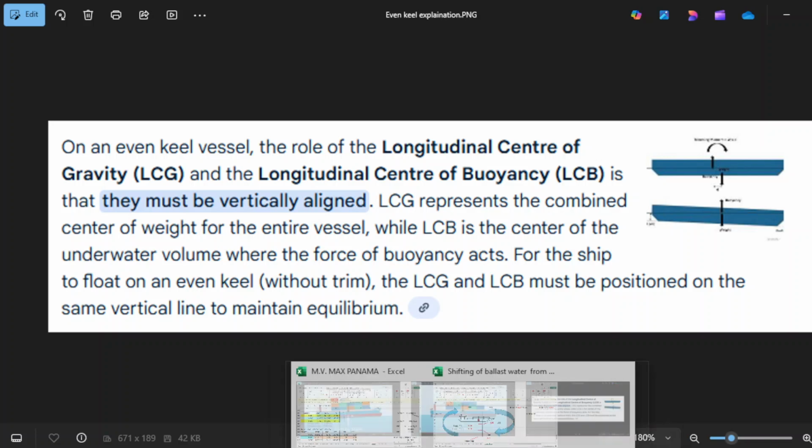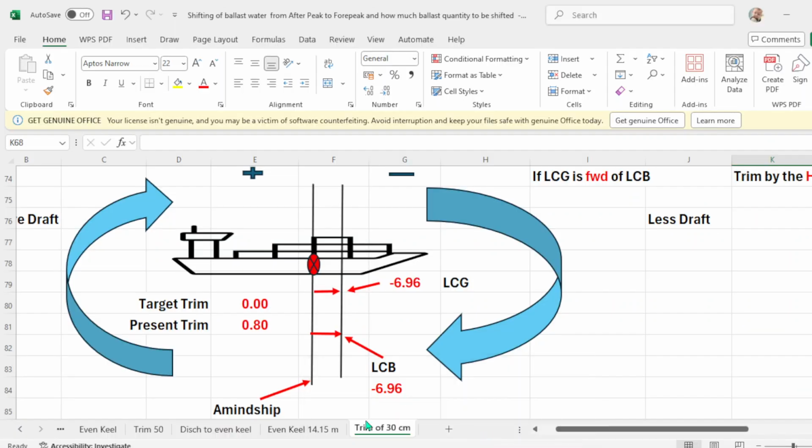Okay, because the buoyancy of the water pushes the vessel up in the same line. That's why there is no trim, because the weight of the entire vessel pushes down. At the same line, the buoyancy of the water pushes upward. So there is no trim. They are in one line. That is what it meant. Okay?